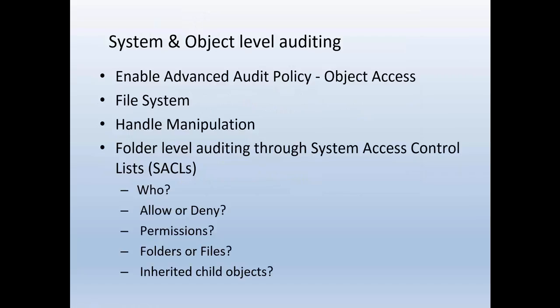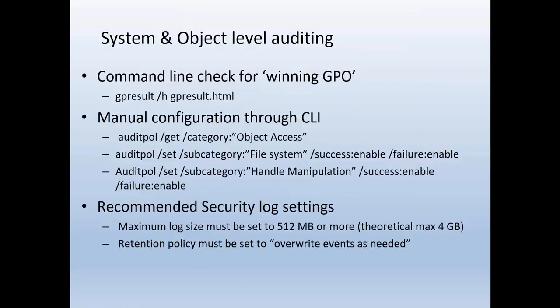In the presentation, we discussed system and object level auditing and which audit subcategories we enabled: file system and handle manipulation, and folder level auditing through the SACLs. We enabled it for everyone, and we enabled the settings to audit folder access, subfolder access, and also the child objects, I mean the files within each subfolder. That's how we prepped. Before the configuration, we also worked on a few utilities, the command line utilities and the GPO results, just to get insight into what policies have already been applied.